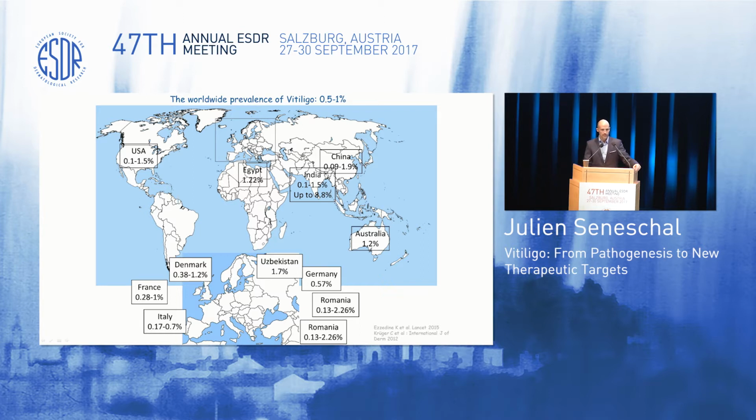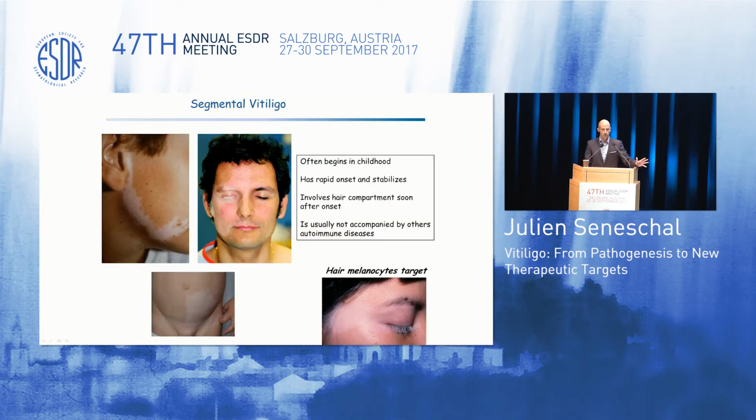Non-segmental vitiligo, which is the most common form of the disease, involves white patches all over the body. It can begin in childhood, but later onset is more common. It's progressive with recurrence and flare-ups of the disease, and it involves a hair component in later stages. It commonly occurs at sites sensitive to friction. I will talk to you about some environmental factors associated with vitiligo.